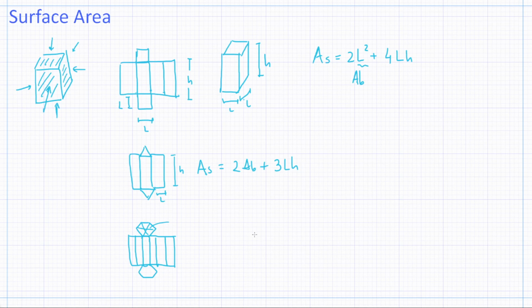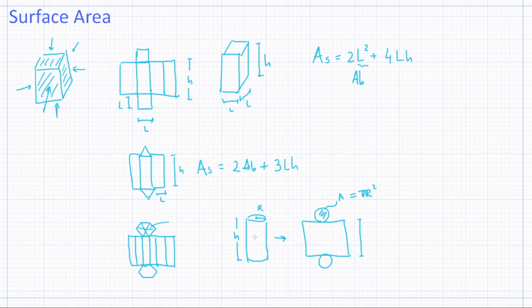Now what would be the difference if I had a cylinder? So what if I have a cylinder? Well, if I open it up, it would be a rectangle with 2 circles. Now if this radius is r and this height is h, then the area for one of those circles would be pi r squared, and this one as well.